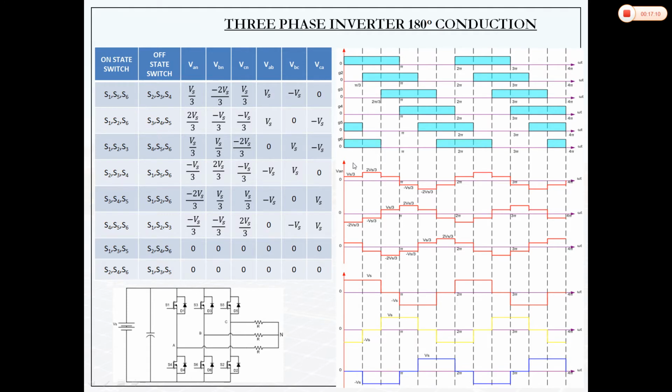So you can see VAN in the first half cycle is Vs upon 3 here, and this value, that is VBN, is minus 2 Vs upon 3, and VCN is again Vs upon 3. So in the first interval you will find these values. So VAB is nothing but Vs. You can see here it is nothing but Vs.